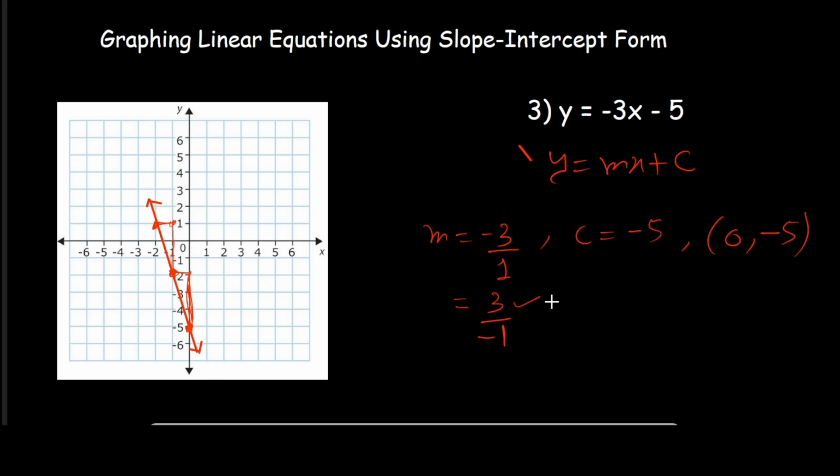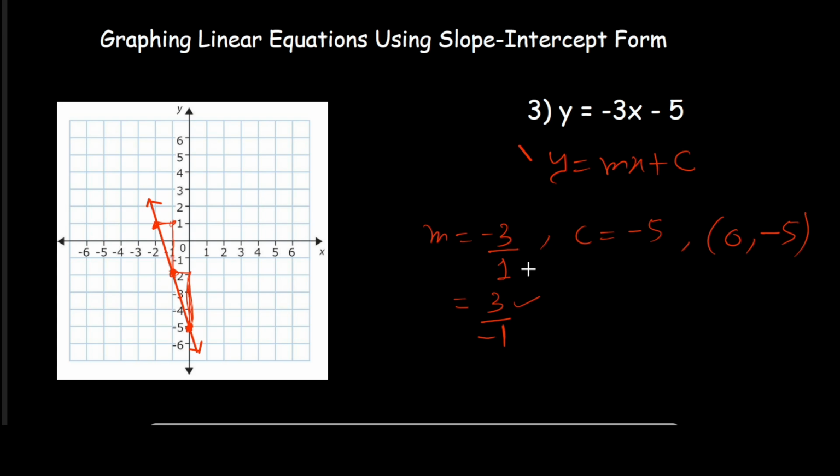Here's an important tip. If your slope is a whole number like 2 or negative 4 or negative 3, remember to write it as a fraction by putting 1 in the denominator. So it becomes negative 3 over 1. We do this because slope is rise over run, and we need both numbers to know how to move from one point to the next.